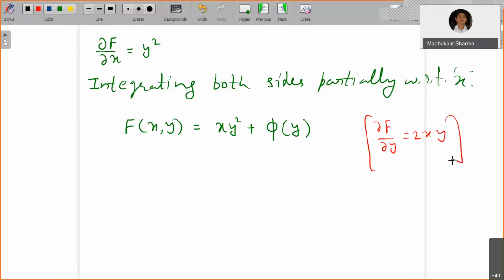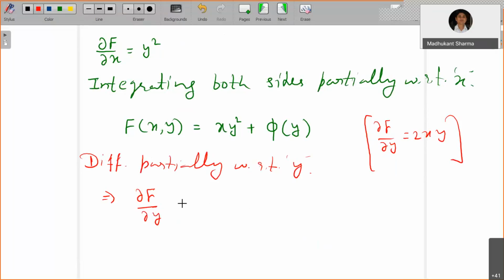That is there. Okay, so now let's differentiate partially with respect to y. So this implies ∂F/∂y equals, so what about the partial derivative with respect to y? x is treated as a constant when you are differentiating partially with respect to y, not the total. I'm not talking about total. So that's going to be 2xy plus φ'(y). Since it's a single variable function, whenever you are talking about dφ/dy or ∂φ/∂y, both are the same thing.